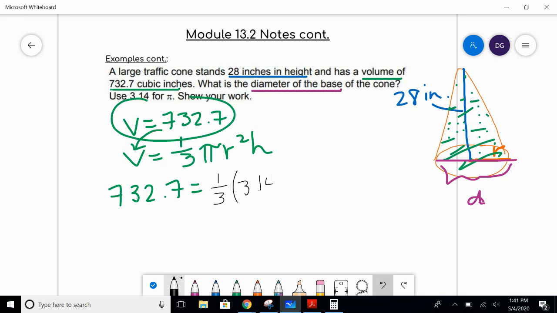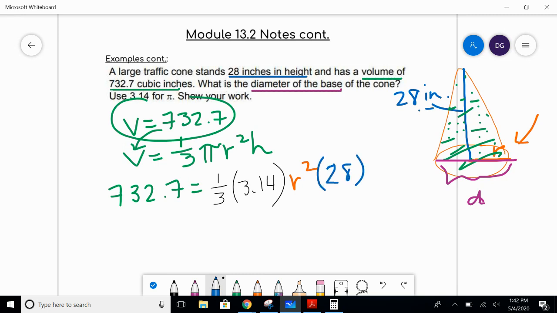Let's try to make that look a little bit better. 3.14. And then my R, we do not know yet, right? So we're going to leave that R squared. We don't know that part right here. They didn't tell us anything about my radius or my diameter. And my height is this 28, right?